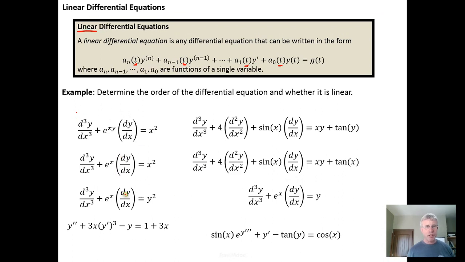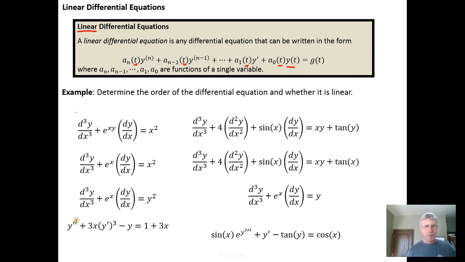And then over here, you can see it's just a slight tweak again. Here's a y squared term, but if y is being raised to a power, it's nonlinear. So everything is the same. It's third order ordinary, but now it's nonlinear because the y is being squared. So again, y and its derivatives can't be raised to a power other than 1. So just sneaking down through these.